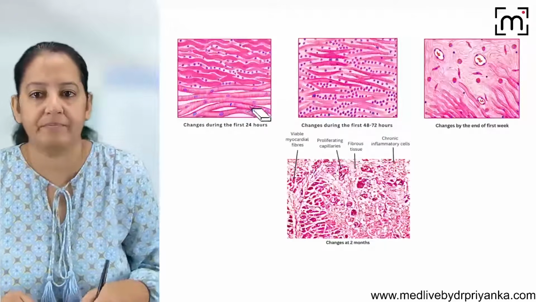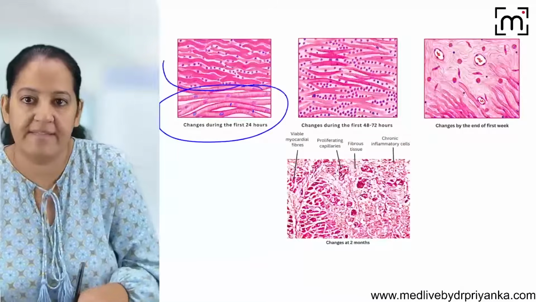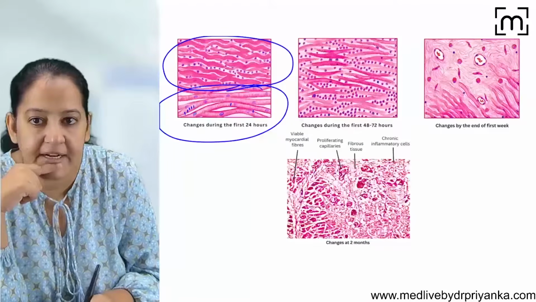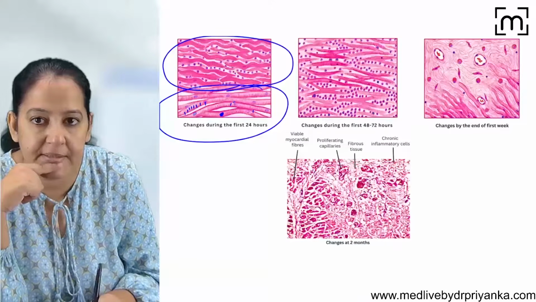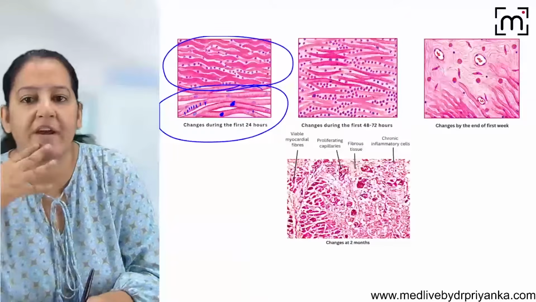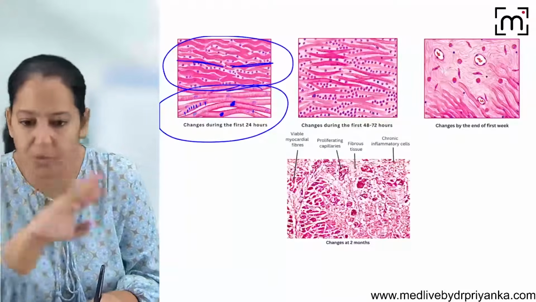Compare with lower. See the lower diagram, see the upper diagram. See this portion and see this portion. Can you see the lower portion? It is having the striations. It is having the nucleus. Only thing, they are wavy. Otherwise, they are normal. But in the upper portion of the diagram, you can see dark pink color inside the fibers. Dark pink. No striation, no nucleus.